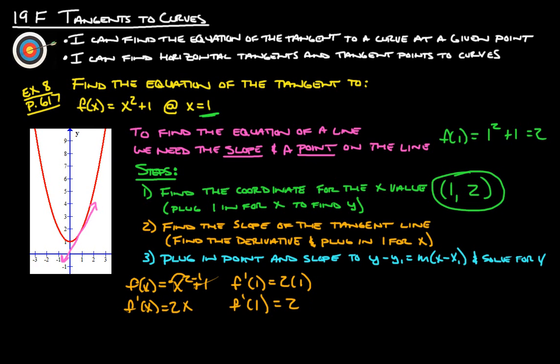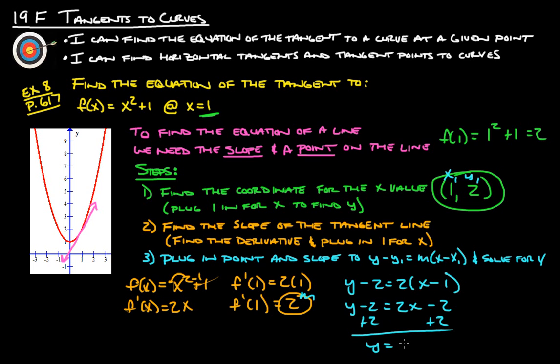Plug our point and our slope into the point slope formula. We've got y minus y1, here's y1, and here's x1, and then here's our slope. So y minus 2 equals 2 times x minus 1. Now we're just going to solve for y. y minus 2 equals 2x minus 2, distribute the 2 through, add 2 to both sides, and we get y equals 2x. That is the equation of this line right here.